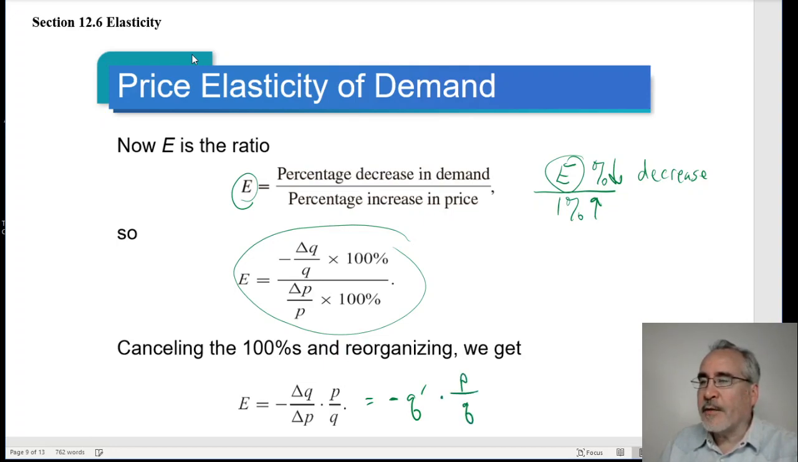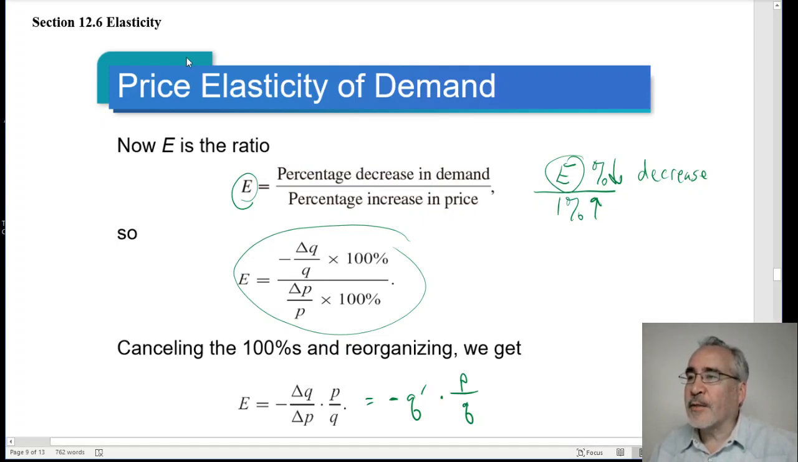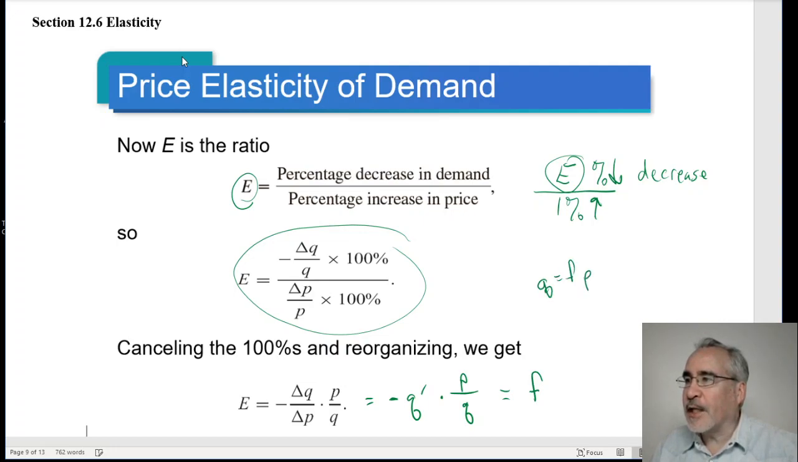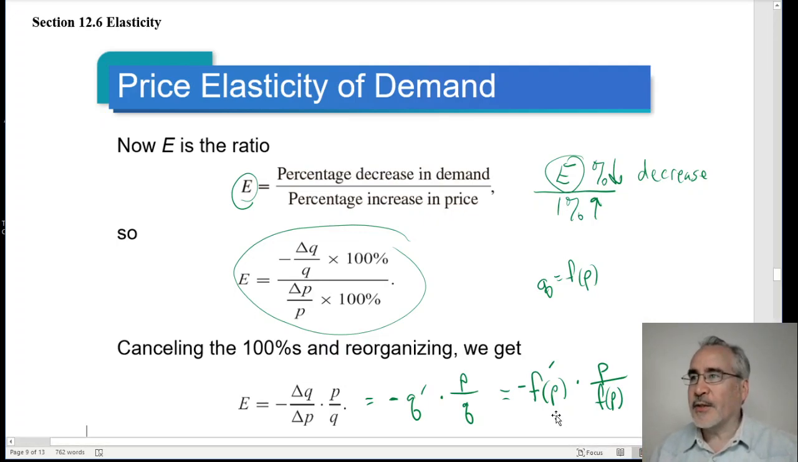And Q is going to be a formula, a function, an equation in terms of P. So that's why we also will write this as, instead of Q, we'll say Q is equal to some function of P, f of P. So it's minus the derivative times P over f of P. These are the same thing, just written in different forms. Whichever one suits you better, you can use.